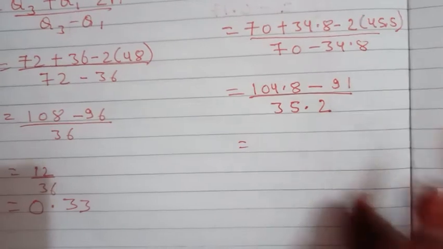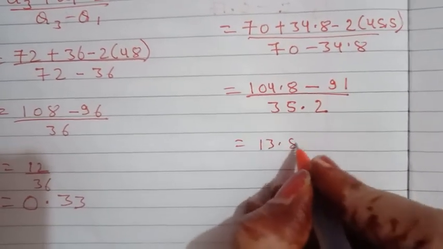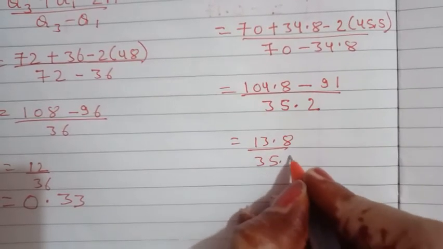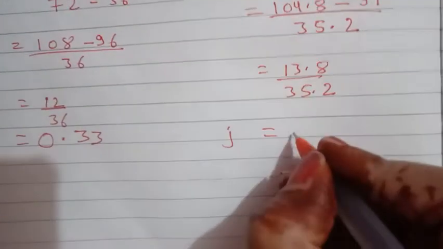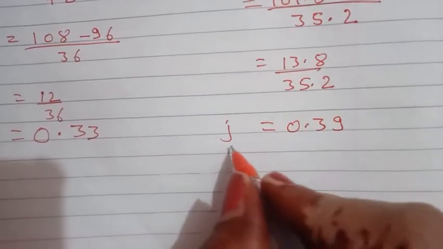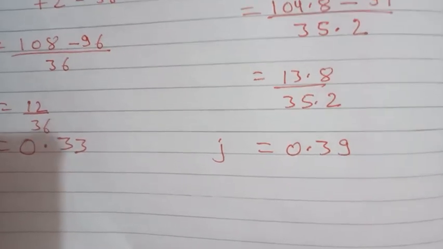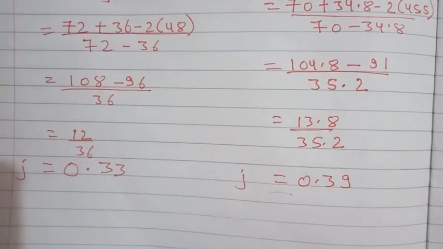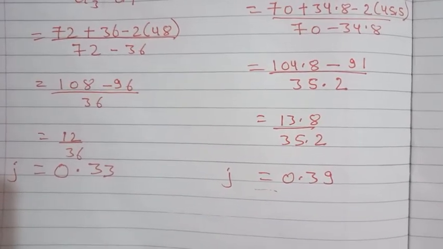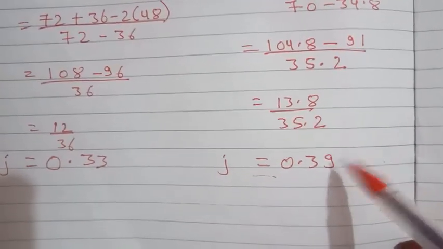Now 104.8 minus 91, so it will give us 13.8 upon 35.2. Now when we will divide this 13.8 divided by 35.2, so it will give us answer 0.39. That is, the value of J is equal to 0.39. So for population A, J is 0.33 and for population B, J is 0.39. So what we can say, that population B is more skewed than population A.